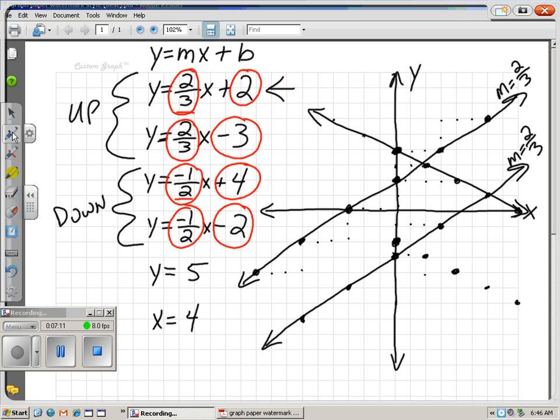But I'm going to go ahead and go backwards and grab a couple more. So I'm going backwards. I'm going up 1 and left 2, up 1 and left 2, just to find a few more dots.